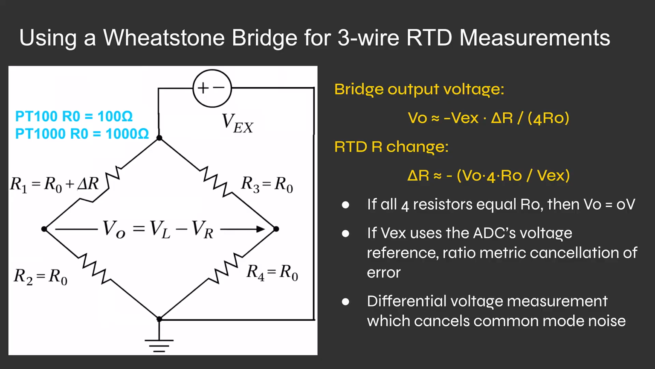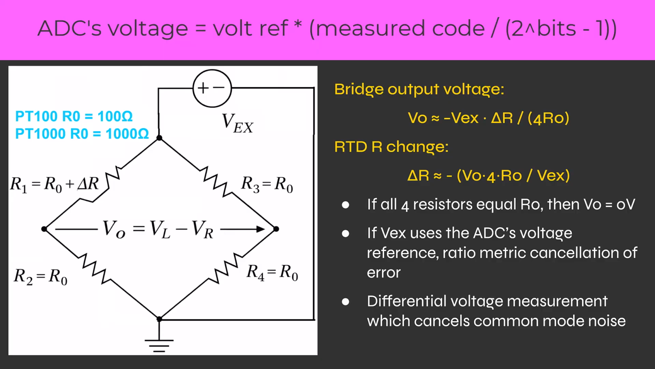Now, one key thing about using a Wheatstone bridge is ideally the excitation voltage would come from the same voltage source as the ADC's reference voltage. If we use that same voltage source on our excitation voltage, then we can do a ratiometric cancellation of the error in that reference voltage. And the idea of this ratiometric cancellation is, if you're familiar with an ADC and how you calculate voltage, you get a digital code, you divide that by the maximum digital code to get a ratio, and then you multiply that by the reference voltage to get the measured voltage value.